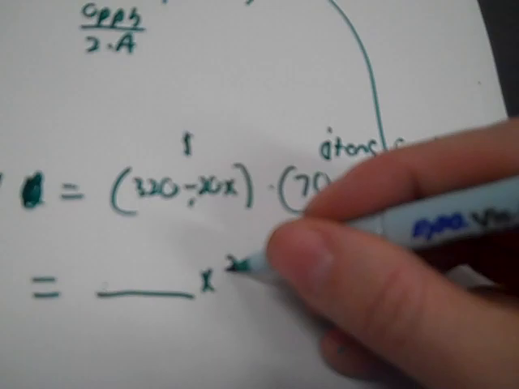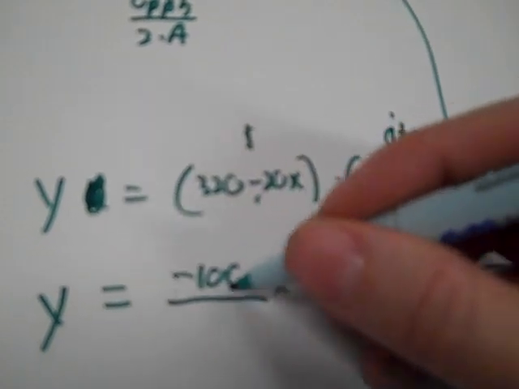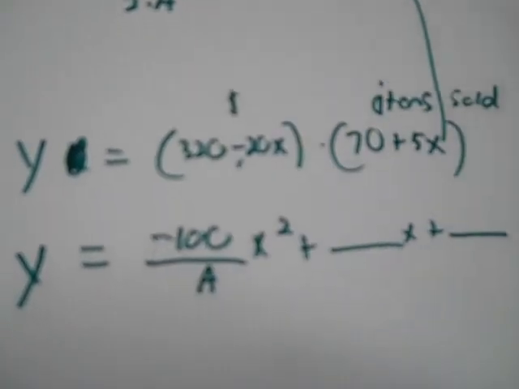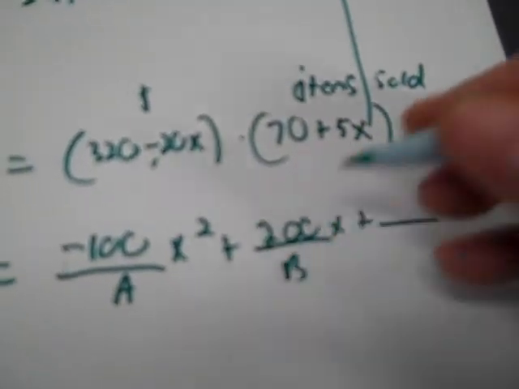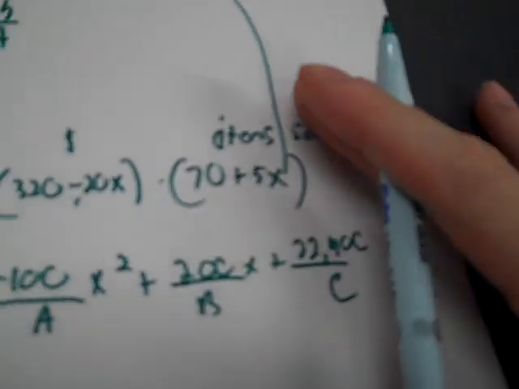Again, because you got to get this equation written, okay? Now, the hundred's negative. Don't forget that. You should end up with a negative in the front. That's your A. And then 200x, that's your B. And then 22,400, that's your C.